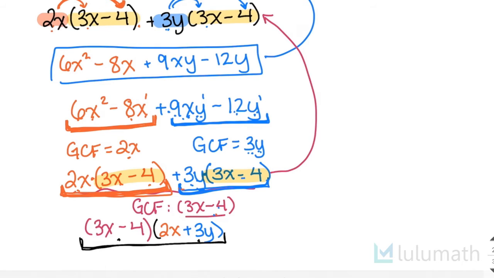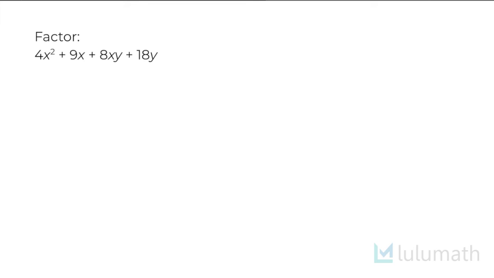But the order doesn't matter because multiplication is commutative. And this is what it means to factor by grouping. I grouped two sets of terms together. I found their GCFs, I factored them out, and then by doing that, I end up getting my two binomials being multiplied together. All right, so let's go ahead and try it in our first example here.